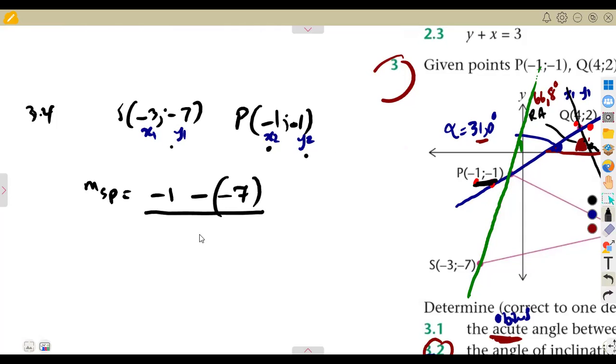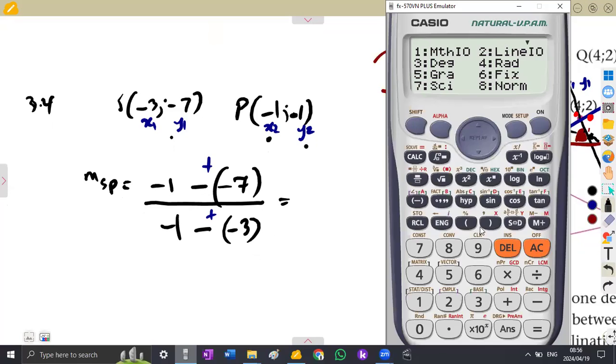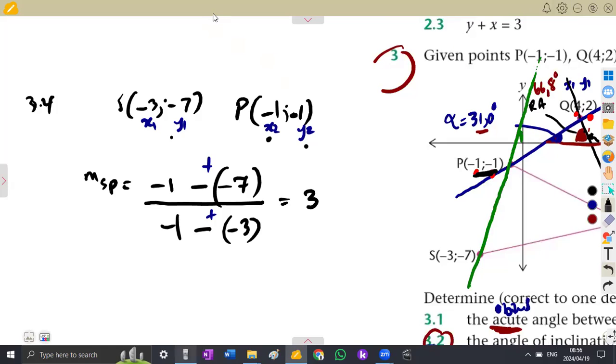Over x2, our x2 is -1 minus our x1, which is also a minus. So a minus and minus is a plus. You can write it like that, but your calculator does not even mind about that. So you can even use it directly on your calculator as it is, or you can have it the way that you understand. All right, so let us put a fraction there. -1 plus 7, everything over -1 plus 3. That was going to give us a 3. So the gradient of this line is a positive 3.